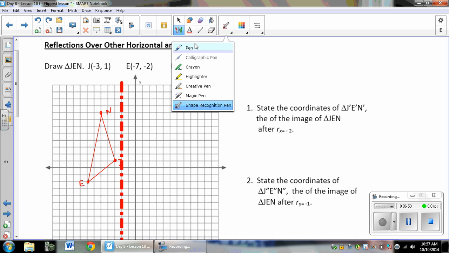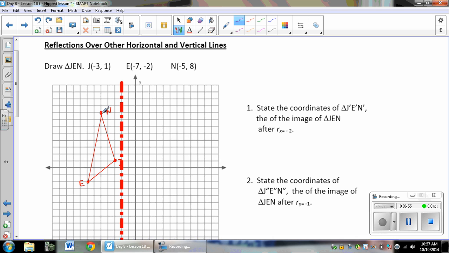So I'm going to now take my point, N, and I'm going to flip it this way over the line. So I'm going to count 1, 2, 3 to the line, 1, 2, 3 across. There's N prime. J, 1, one more. There's J prime. And E, 1, 2, 3, 4, 5. 1, 2, 3, 4, 5. And there's E prime. And then I'm just going to connect the dots, and I will have my image. So this triangle flipped over that line gives me this triangle.